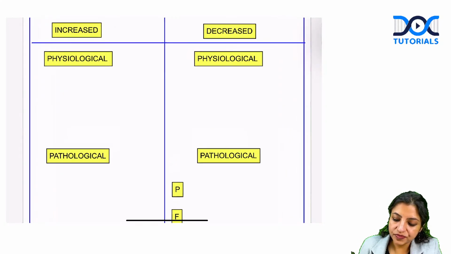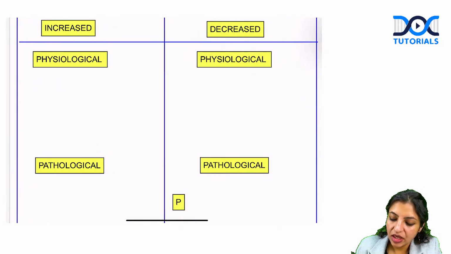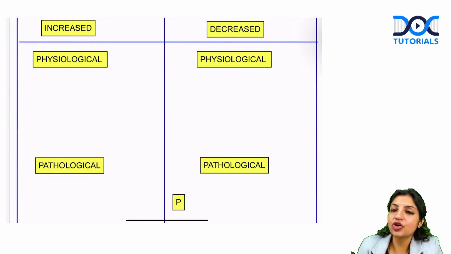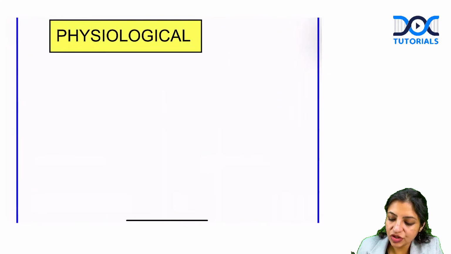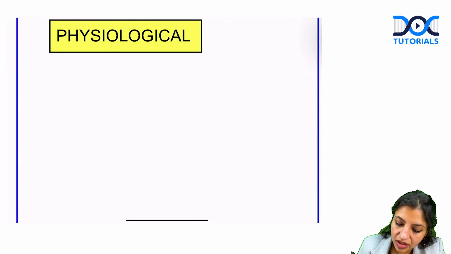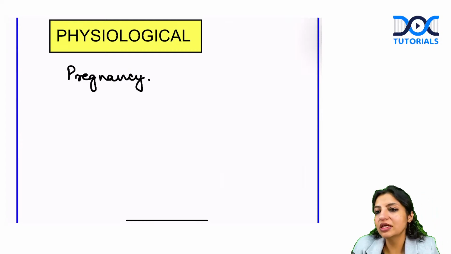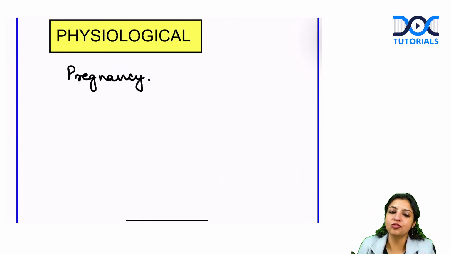So first, starting with the increased. Whenever you're writing increased ESR, always write physiological first, then pathological. So what is an important physiological cause of increased ESR? Most important, pregnancy. In pregnancy, a lot of globulins are increased, which remove the negative charge of the RBCs. So there is definitely more falling down. That is one thing you have to be very, very clear. So first is pregnancy.